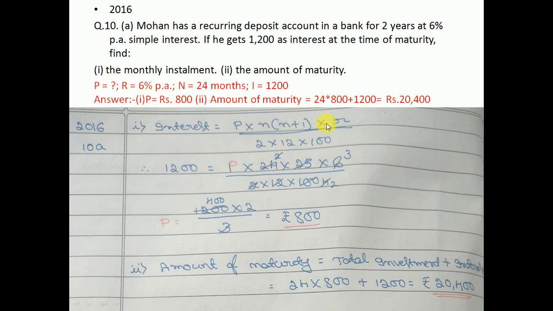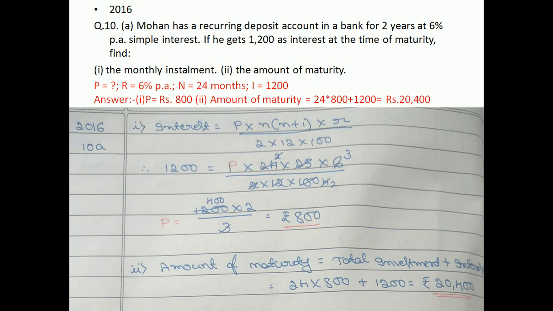Substitute all these values. 1200 here, but P is not known, like the previous question. Substitute 24 for n, and n plus 1 is 25. Rate is known and cancel here itself. 3 is left out, 2 is left out. 2 goes up with 1200, 3 will come down. Once again simplify, P is 800 rupees per month.